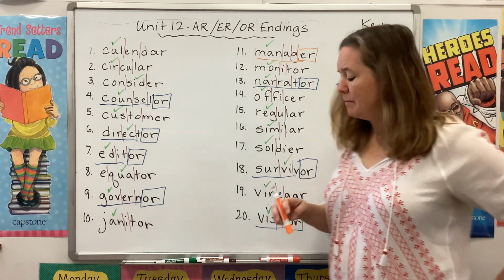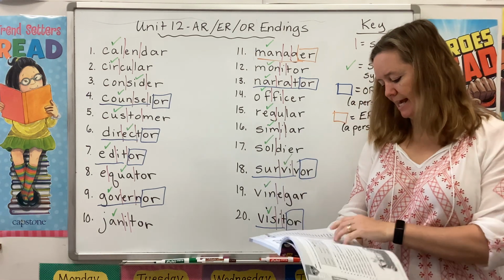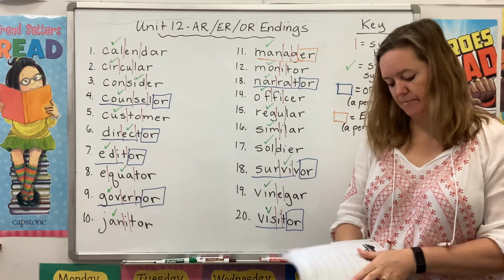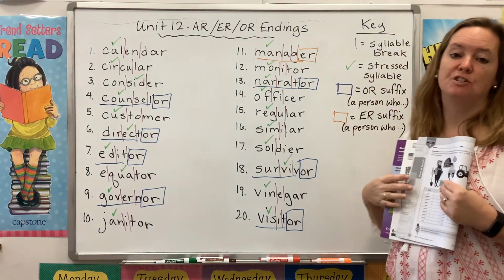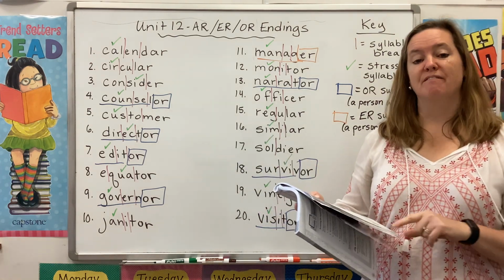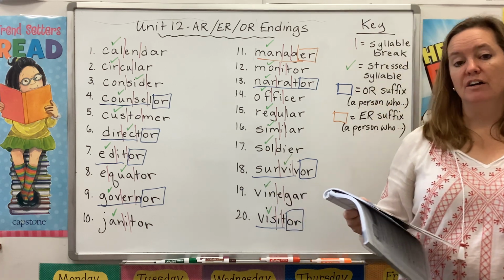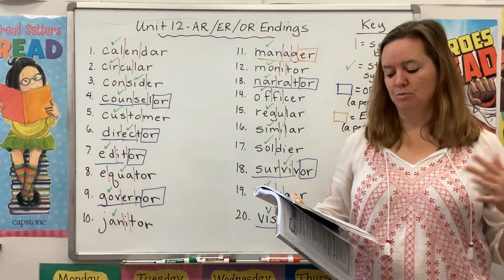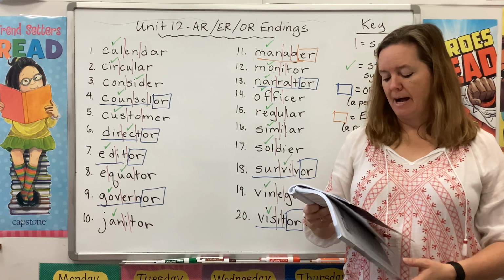Okay, when you get to page 80, I believe, you're going to have more practice with these two suffixes. In the first chart, you're going to get a bunch of verbs and you're going to turn them into nouns by adding ER or OR. So act will become actor, advise will become advisor, counsel will become counselor.